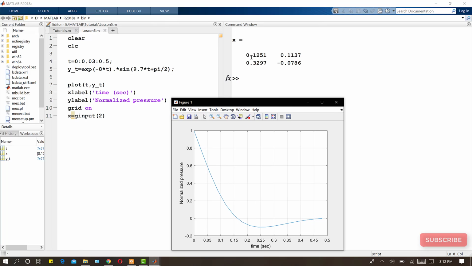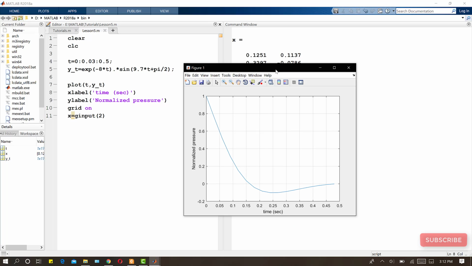For the first click at t is equal to 0.1251, the pressure difference is positive, that is 0.1137, and at t is equal to 0.3297, the pressure difference is negative, that is 0.0786. So this is the simple plot function in which we can plot one variable against the other variable, and how to put the labels for the x-axis and the y-axis. You will write xlabel and ylabel, grid on, and if you want to turn off the grid, you can write grid off as well.